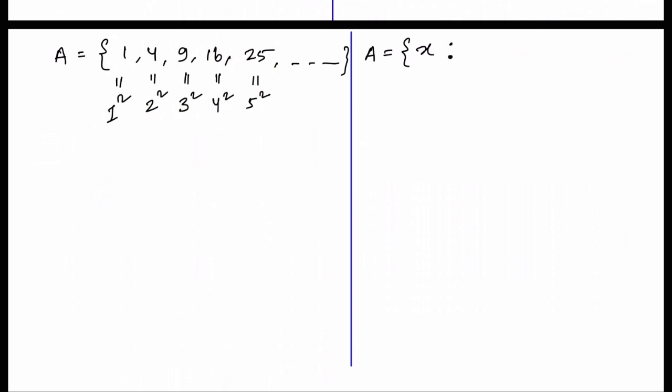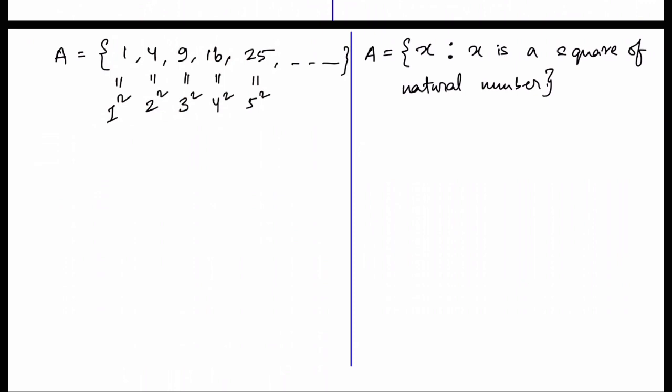The next element will be 36, after that 49, that is 6 square and 7 square. All these elements are squares of natural numbers, so we can just write x is a square of a natural number. All the elements are the square of a natural number. So this is the set builder form for the given roster form.